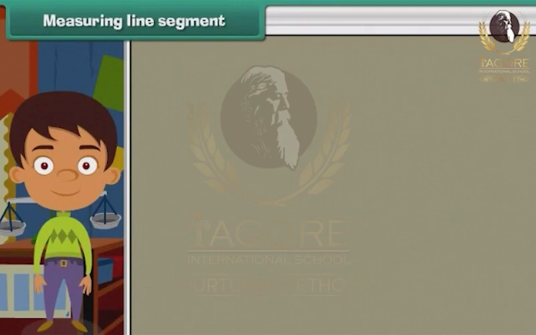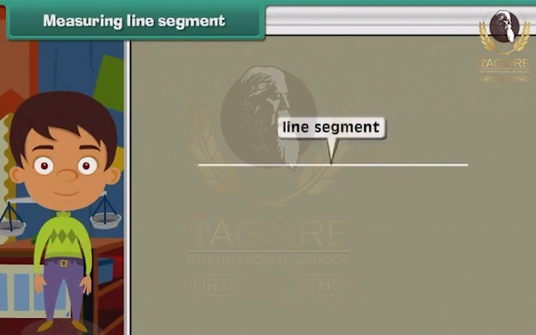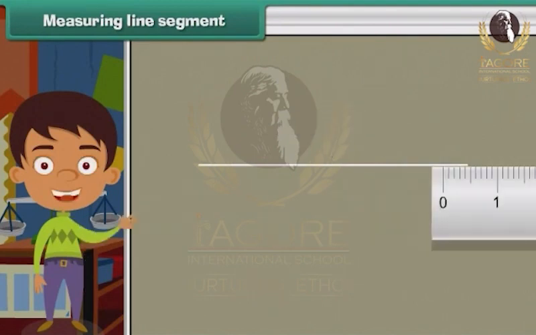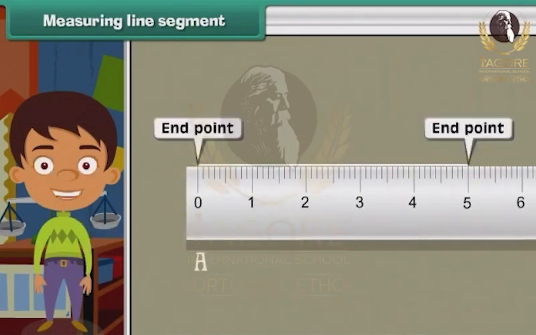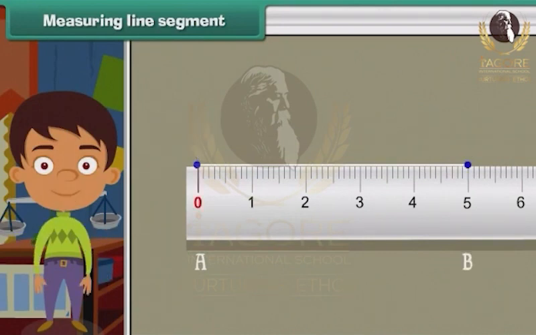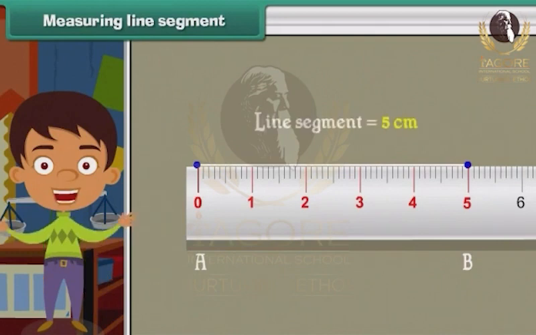Measuring line segment. It's time that we learn to measure a line segment. To measure the line segment AB, we use a centimeter scale. Put one end of the scale, starting with 0, just below the point A. On going from point A to B, digits 0, 1, 2, 3, 4 and 5 are travelled. Therefore, the length of the line segment is 5 centimeters.